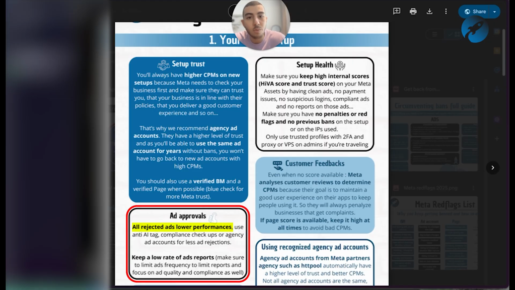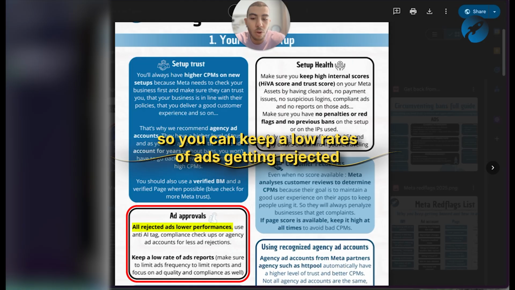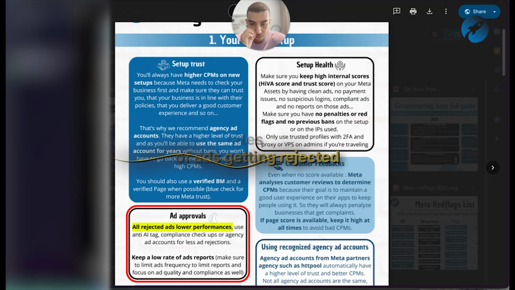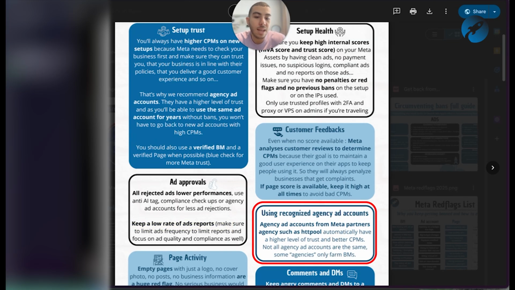So it's very important to keep a high ad approval rate, even for accounts that have been advertising for a long period of time. I suggest you get the first 2 ads running, then the first 5, and if everything gets approved and is running normally, then you can run bigger batches, so you can keep a low rate of ads getting rejected.